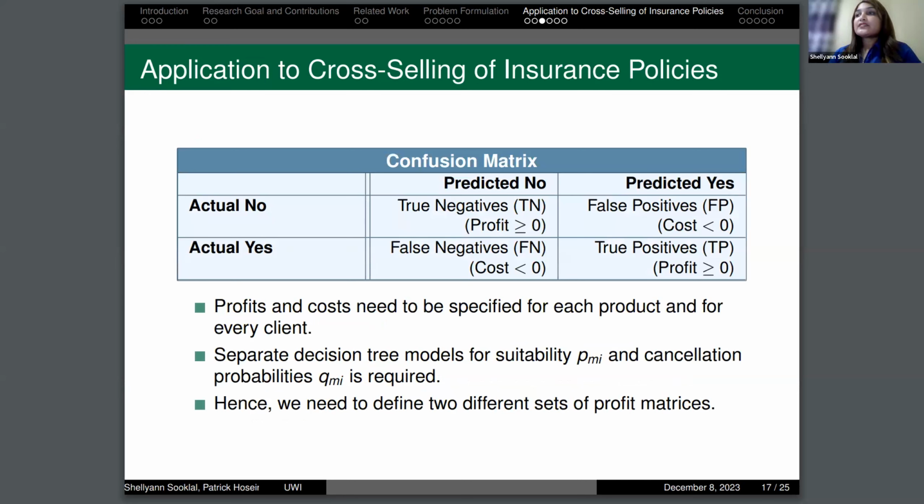So we need to specify the benefits and costs associated with each classification outcome on the confusion matrix, and we need to do this per client and per policy. Also, we have separate models for suitability and cancellation probability. Therefore, we need to create separate sets of profit matrices for these.